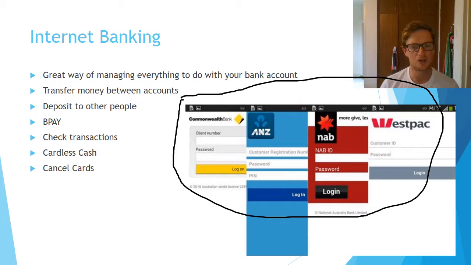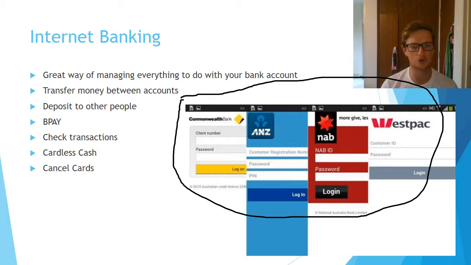BPay, so it's a really good way of paying bills. Generally now when you get a bill, at the bottom there will be a BPay section. It'll have a certain number which will link up to the person who you're paying. So for example, when you pay your phone bill, Optus will give you a certain number. It'll link directly to your account, and that way they know that you're paying the phone bill.